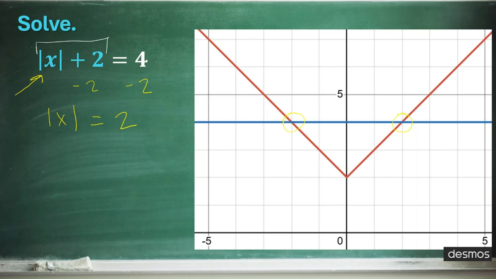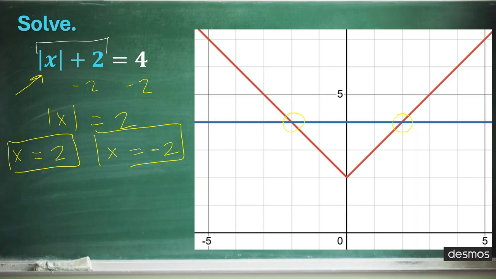This is how I get rid of the absolute value bars. I have to set up 2 equations. One that says x is equal to positive 2, and one that says x is equal to negative 2. That is basically how we get rid of the absolute value bars: we set up 2 equations. What's nice about this is it just gave us our 2 answers.